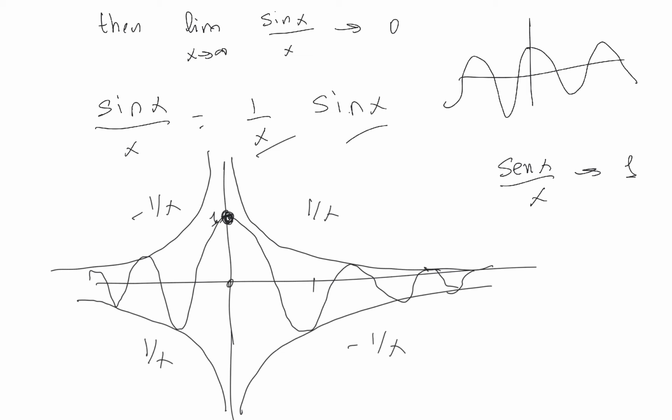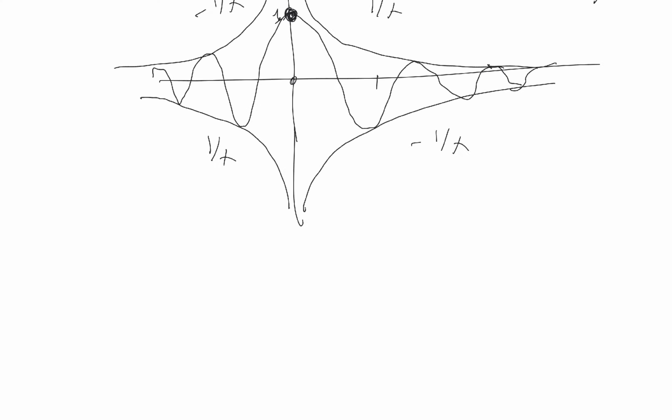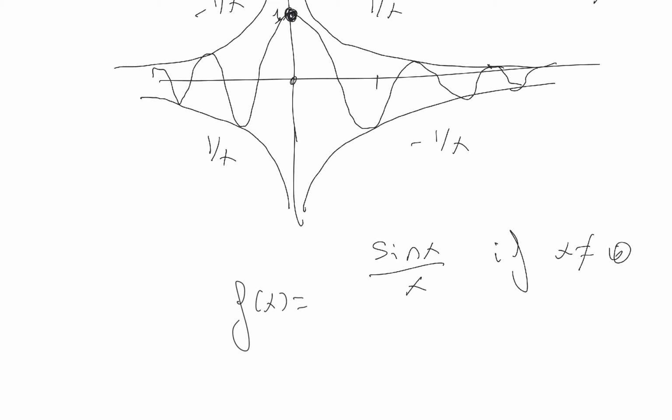If I want continuity for this function, I have to define f of x equal sine of x divided by x if x is different than 0, and I have to define f of x equal 1 if x equals 0. In this way, I will find continuity. I can draw the function without taking my pen off the paper. Because the function itself is not defined at x equals 0.